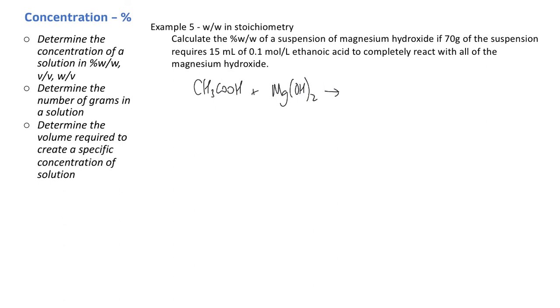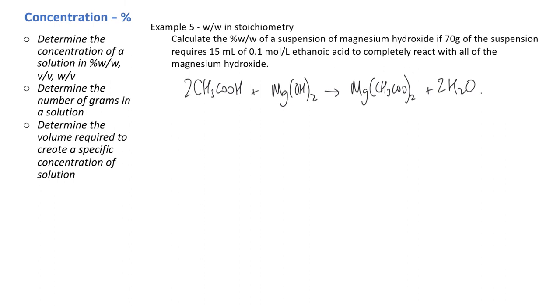So this is going to be magnesium ethanoate 2 plus H2O. I'm going to balance that equation. 2 here, 2 here. Okay, that looks about right. Okay, so calculate the percentage weight for weight of the suspension, if 70 grams of suspension requires 15 mils of ethanoic acid.